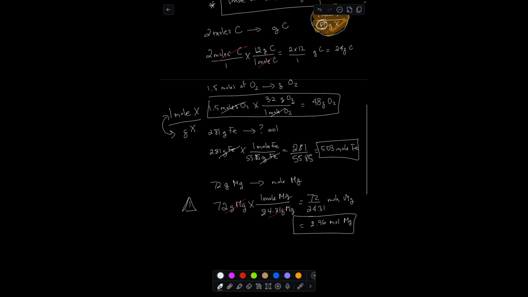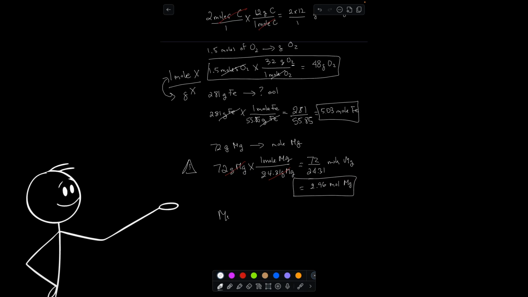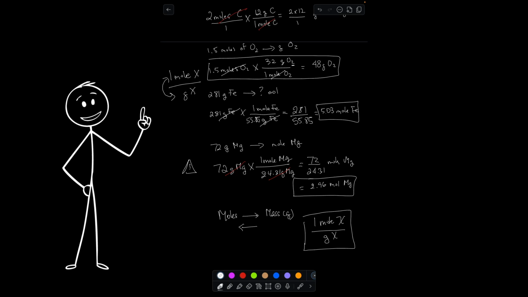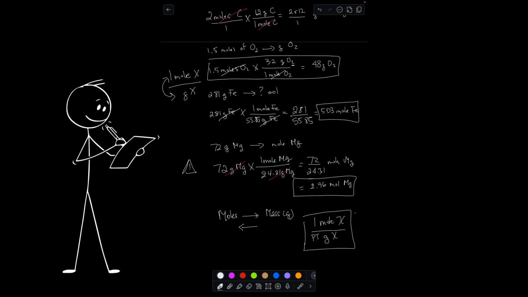Okay, so now you know how to go from moles to mass in grams and vice versa. The key is to use what you know, what's given to you. 1 mole of any element on the periodic table is going to be the grams of that element. And again, where do I find the grams? On our periodic table. As long as you remember that, you will be fine.